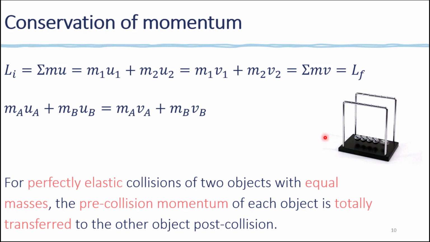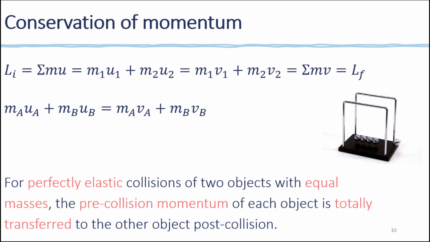So when marble A collides with these middle marbles and eventually marble B, it transfers its momentum to each of these marbles, which in turn transfer their momentum to the next and the next and the next, and eventually that momentum gets transferred to marble B.